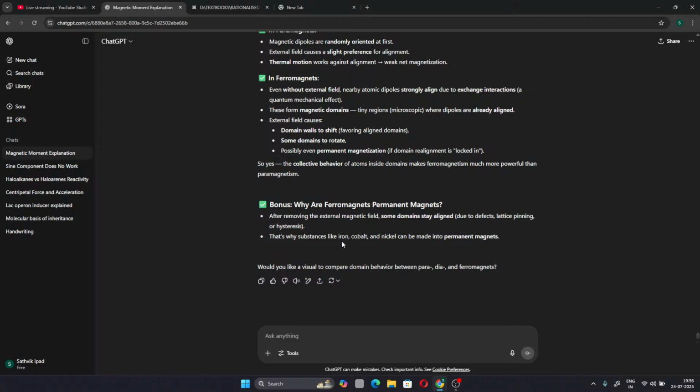Why are ferromagnets permanent magnets? After removing the external magnetic field, some domains stay aligned due to defects, lattice spinning, hysteresis, or whatever it is. That's why substances like iron, cobalt, and nickel can be made into permanent magnets.